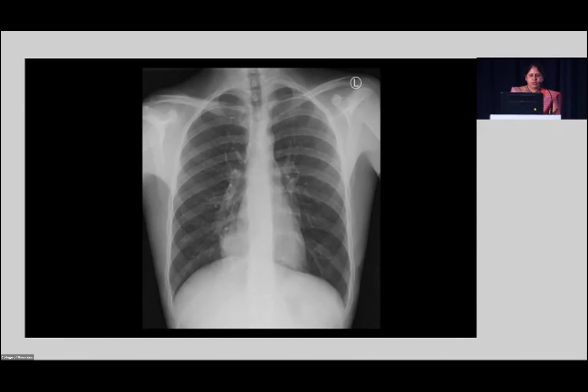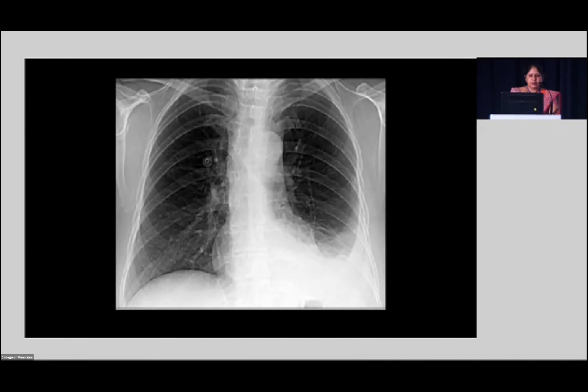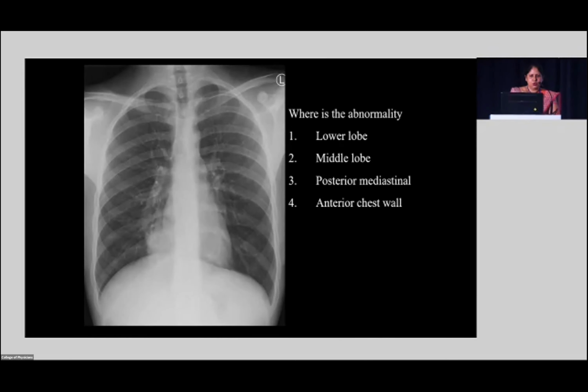So this is another patient with an opacity. I hope you can see there's an opacity there. My question was, where is the abnormality? As I told you before, if it is in contact with the heart border, you can't see the heart border separately. So it's a consolidation or a lesion in the mid-lobe rather than posterior or anterior.